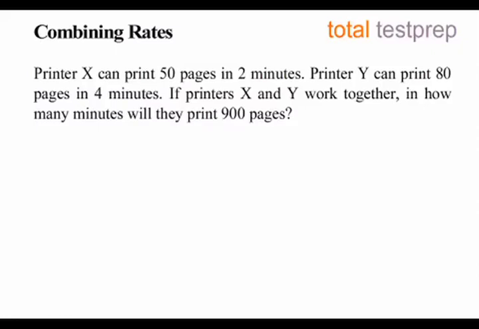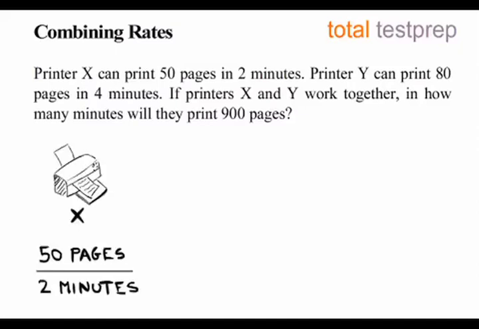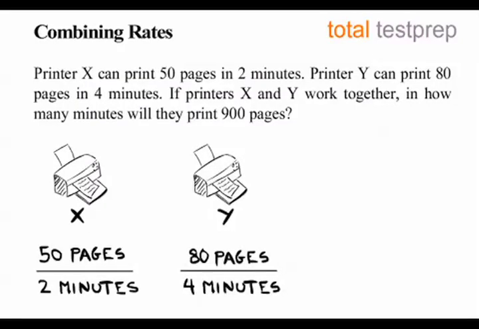Printer X can print 50 pages in 2 minutes. Printer Y can print 80 pages in 4 minutes. If printers X and Y work together, in how many minutes will they print 900 pages? Well, printer X does 50 pages in 2 minutes, and printer Y does 80 pages in 4 minutes. We can simplify these rates.